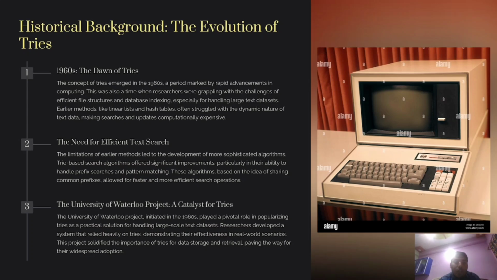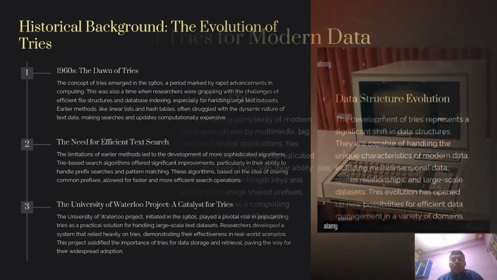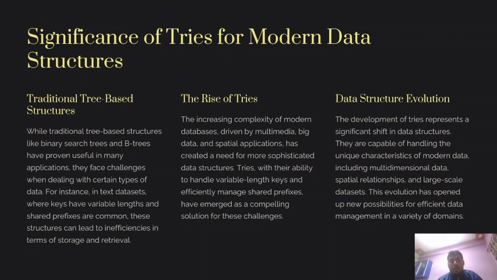The University of Waterloo project, a catalyst for tries. The University of Waterloo project, initiated in 1960, played a pivotal role in popularizing tries as a practical solution for handling large-scale text data sets. Researchers developed a system that relies heavily on tries, demonstrating their efficiency in real-world scenarios and projects.